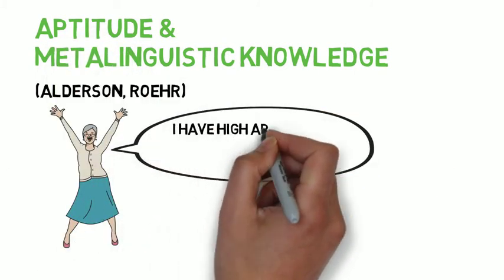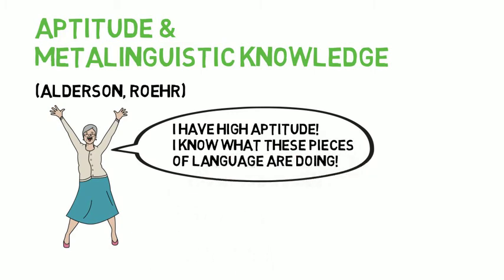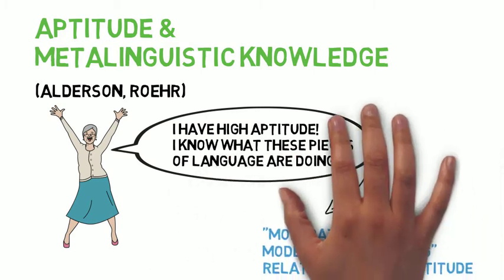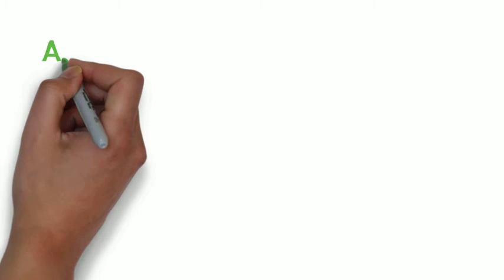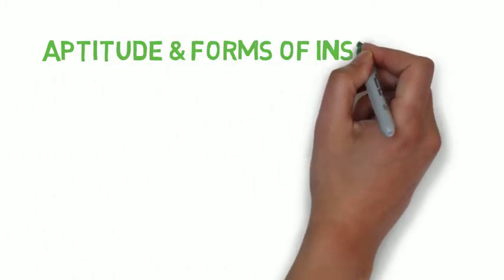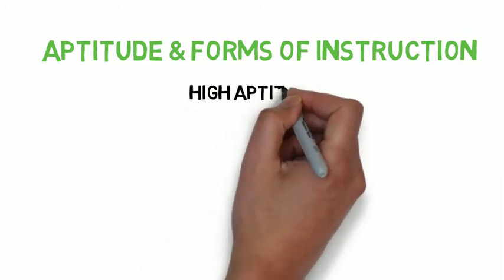The research indicates moderate to strong relationships here. Those learners who are more sensitive to grammar know how to talk about language better and fix errors, and less so, they also tend to perform better. Second, Skehan analyzed some micro-experimental studies that looked at how aptitude interacts with forms of instruction.